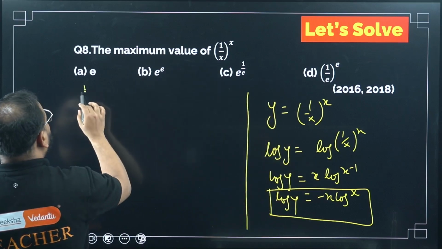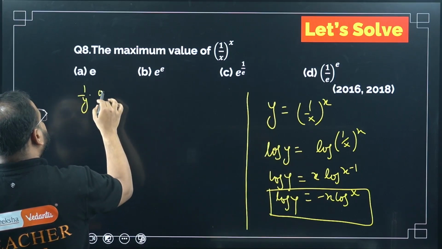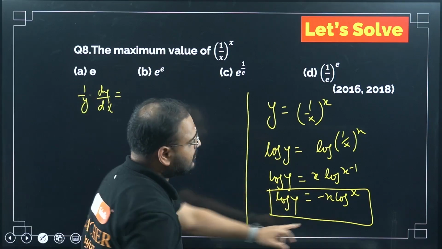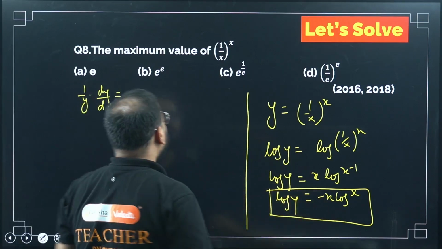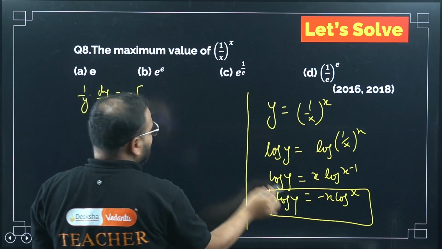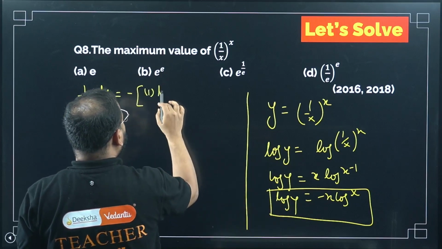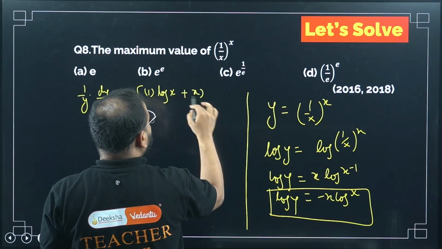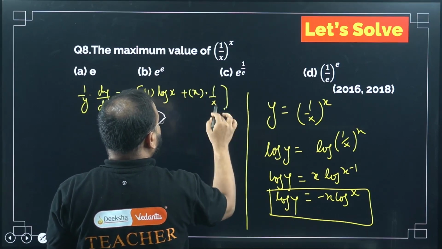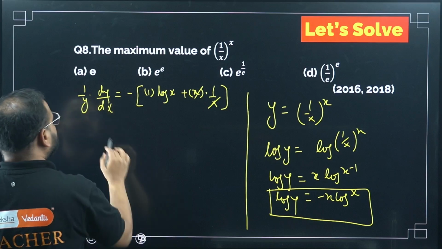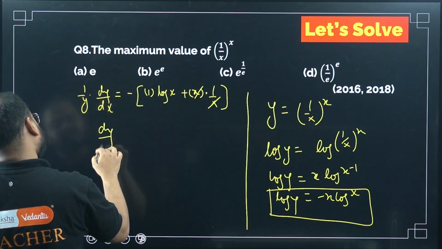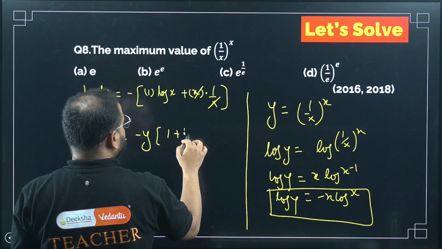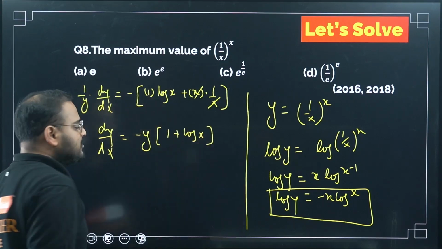If I do, what I'm going to get? 1 by y dy by dx equals to... I have to use the product rule here. I'll keep the minus sign outside. Differentiating x gives 1 and log x remains just log x, and then I'll keep x as it is, and this will be 1 by x. X and x go out. What's my answer? Please check. My dy by dx, my first derivative, is nothing but minus y times of 1 plus log x, or log x plus 1.